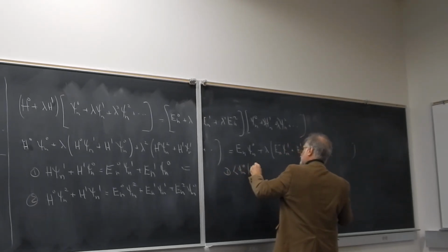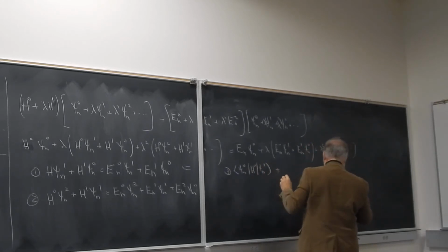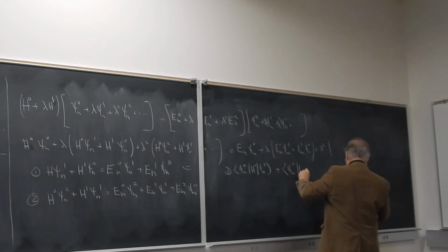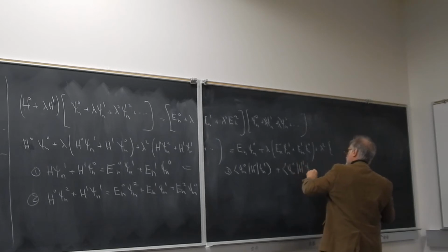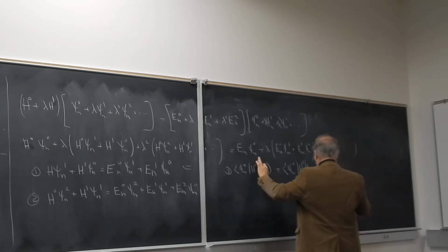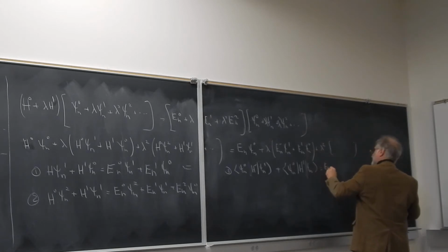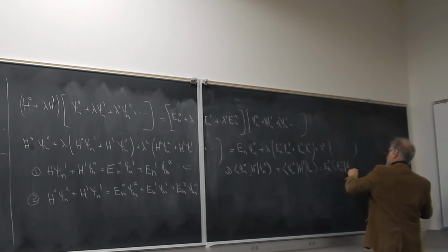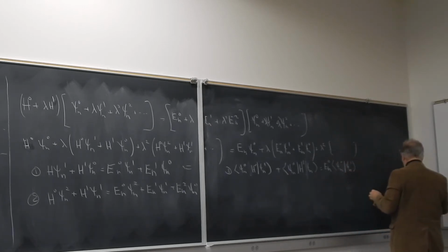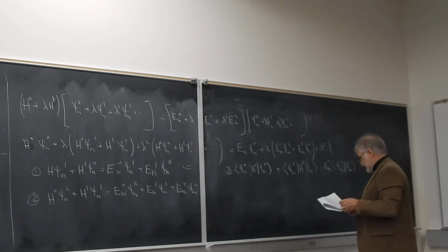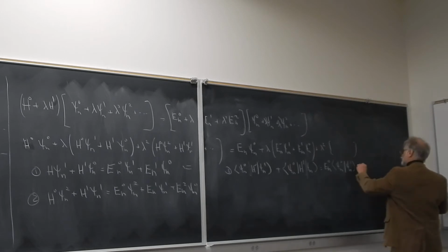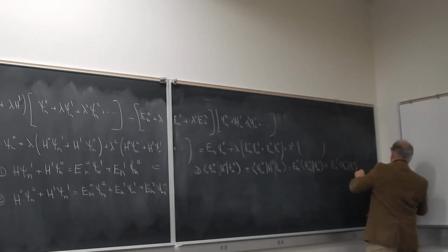⟨ψn0|H0|ψn1⟩ plus ⟨ψn0|H1|ψn0⟩ equals En0⟨ψn0|ψn1⟩ plus En1⟨ψn0|ψn0⟩.